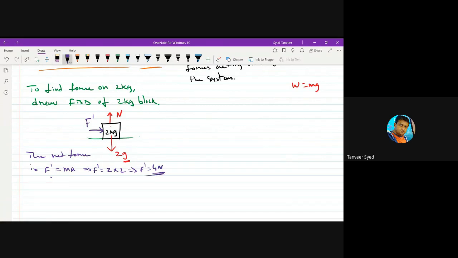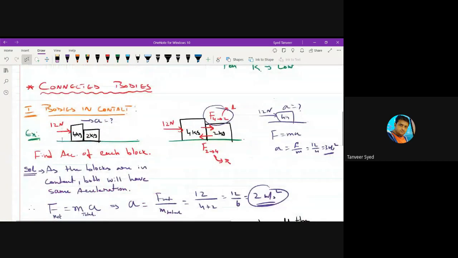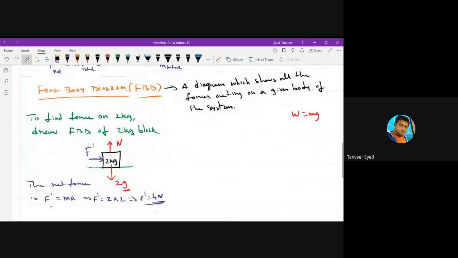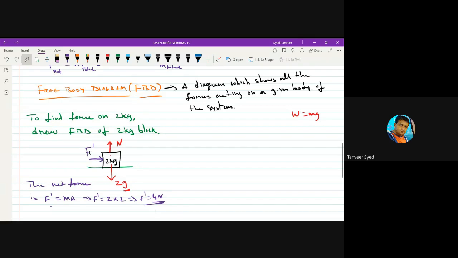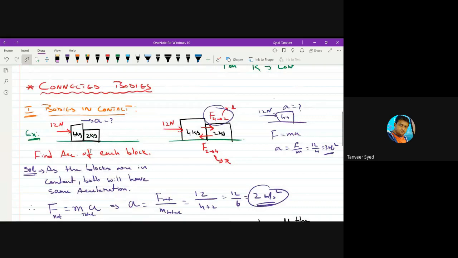What is this F dash? Force acting on the 2 kg block. If you are applying 12 Newton force on the 4 kg block, only 4 Newton force is acting on the 2 kg block. Because of that 4 Newton force, the 2 kg block is getting accelerated with 2 meter per second square. Is this clear? There are no complications, we are just going into details. 12 Newton is pushing 4 kg, 4 kg is pushing 2 kg. With how much force acting on 2 kg?